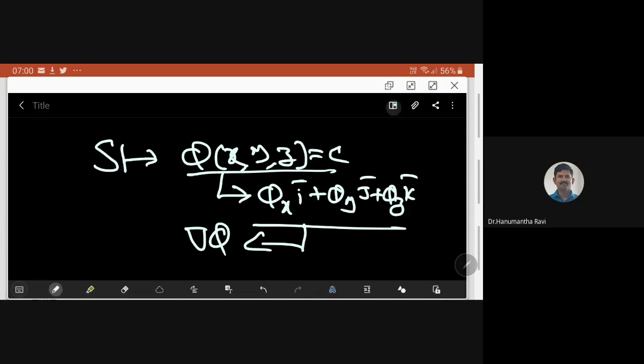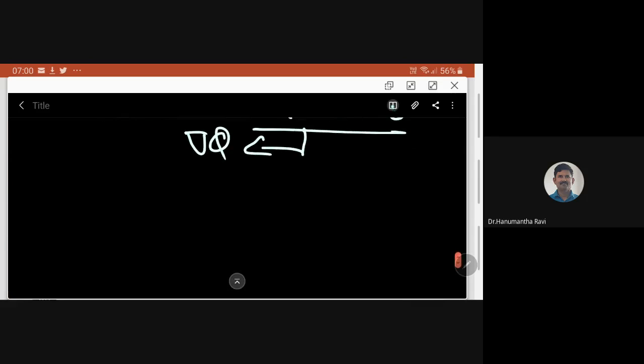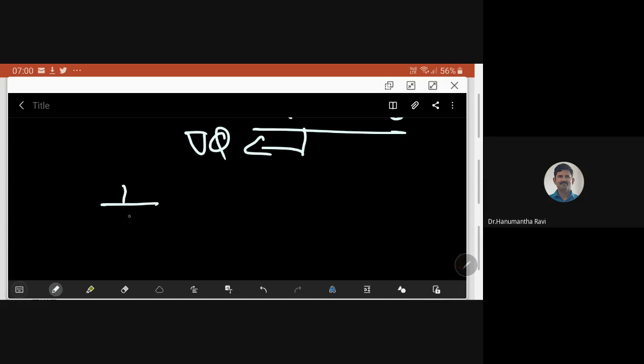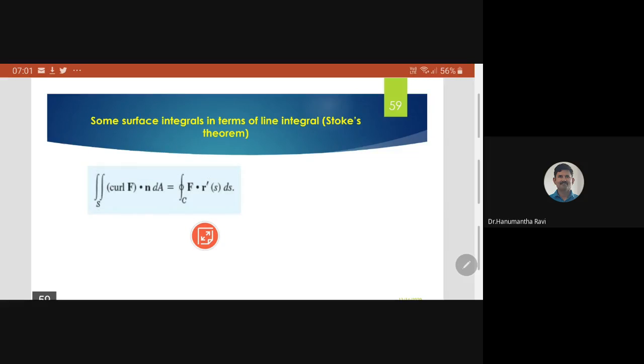Now, if you normalize this, it means you calculate the norm. I told you how to calculate the norm and divide by it, and you will get a unit vector, a unit normal vector to the surface capital S, and that's what n bar is here.